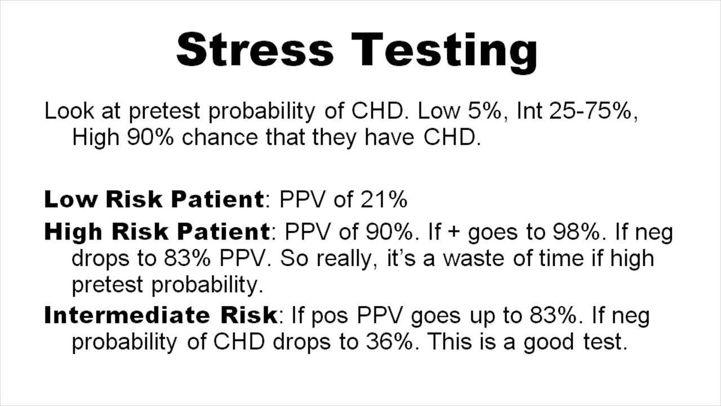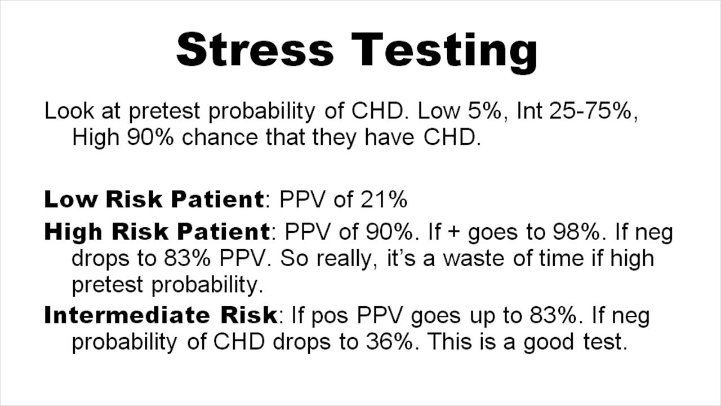So it's the intermediate risk patients that you really want to test, because an intermediate risk patient is between 25 to 75%, or we said a flip of a coin right at 50%. 50% chance they have it, 50% they don't have it. So if it's positive, that 50% jumps up to 83. If this intermediate risk patient, who we weren't sure about, a flip of a coin, is positive, the positive predictive value goes up to 83%. That's pretty good.